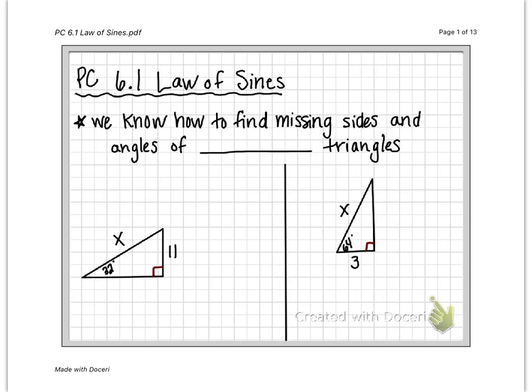All right, to start this lesson, we're going to do review. So I'm going to just review with you what we know. And we know how to find missing sides and angles of right triangles. And to do this, this is what we use SOHCAHTOA for.